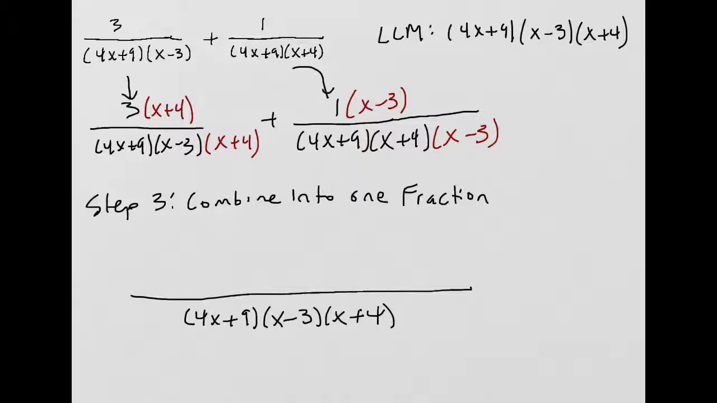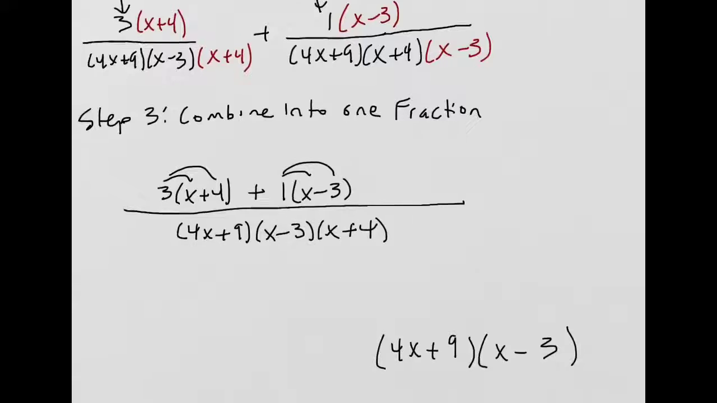On the top, well, if I'm adding two fractions together, the top of my first fraction is going to be 3 times x plus 4, and then I'm adding that with the second fraction, which is 1 times x minus 3. Okay, so the next step is I want to distribute the top out and then combine like terms, and then we'll see where we're at after that.